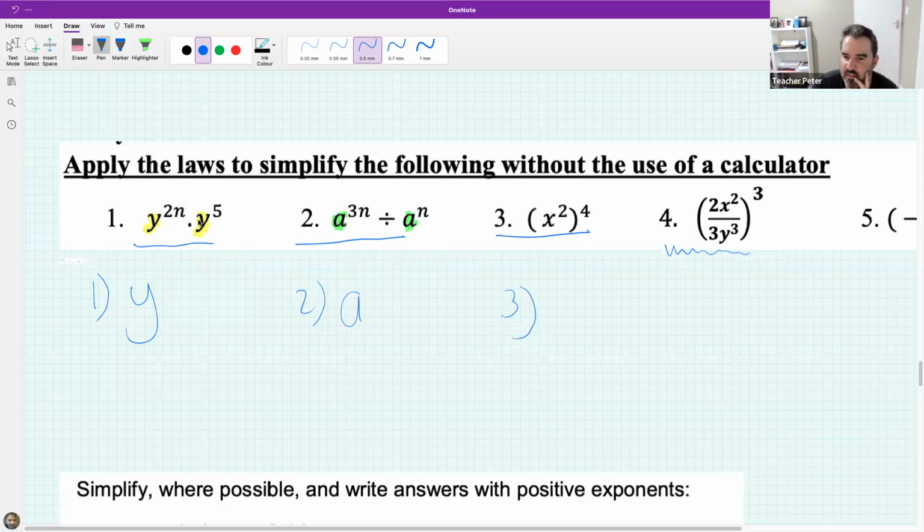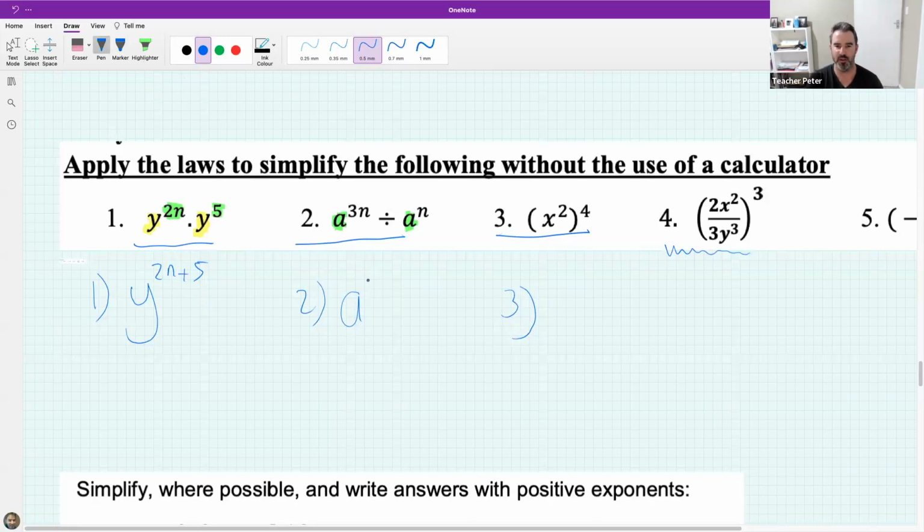Okay. Well, I see Brooklyn said in the chat, add the exponents. Stephen has said y to the power of 2n, plus 5. Yeah, so you just have to take these two parts and you add them together. So that's perfect there.